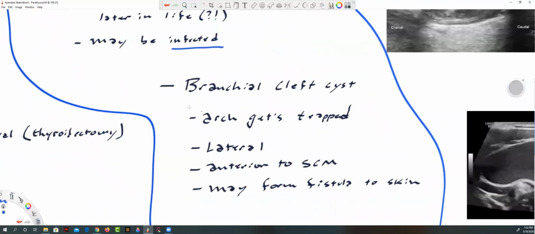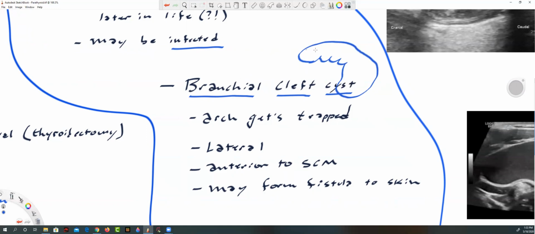Shoot, I forgot to get a picture of an early embryo. Because the next cyst we want to talk about is the branchial cleft cyst. All right, this is going to be really bad. Okay, that's an early embryo with a lot of butt. But anyway, it's going to be a big booty embryo.